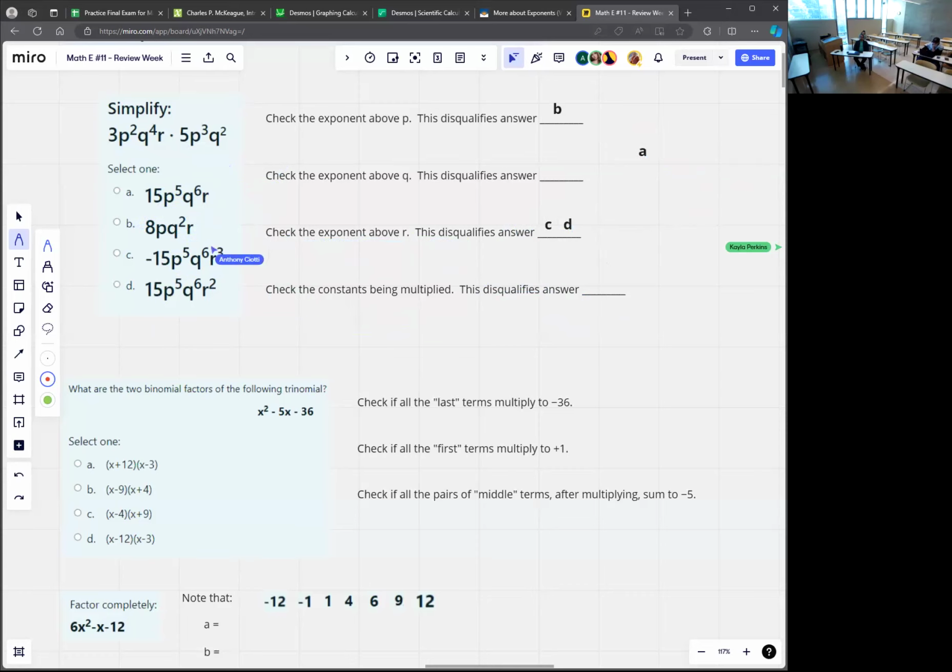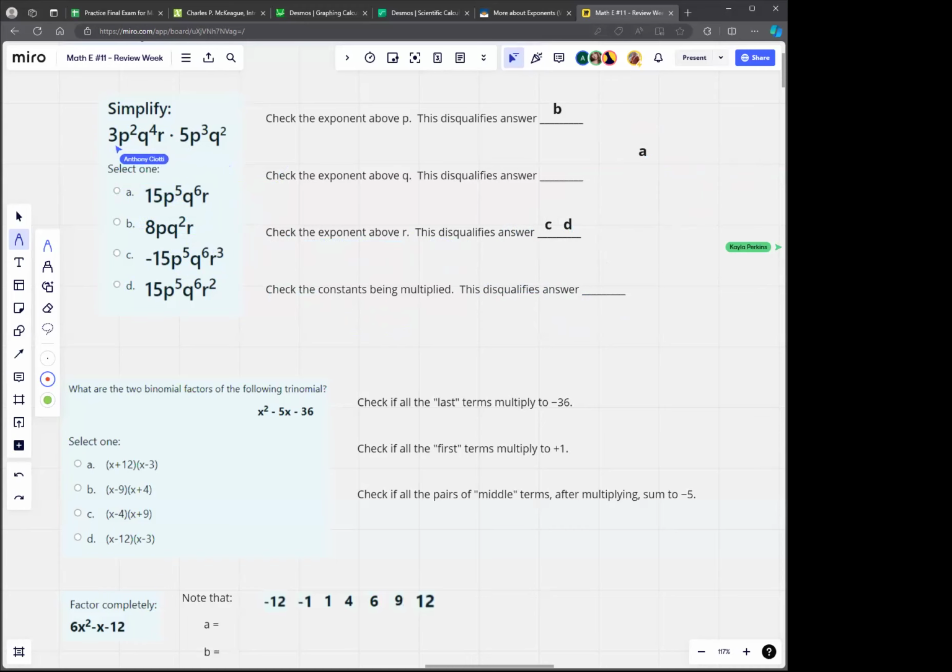Are the constants nice also? 3 times 5 is 15. Yeah, not 8, not negative 15, right? So there's lots of ways to see which one this is.